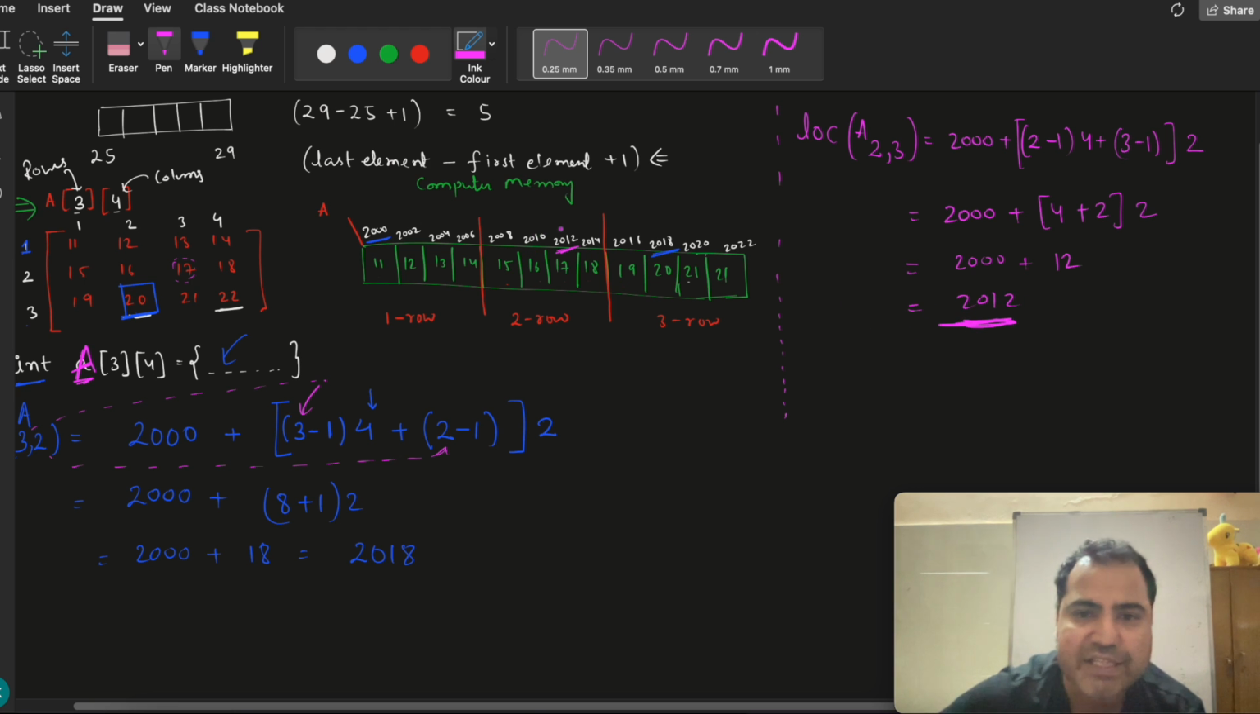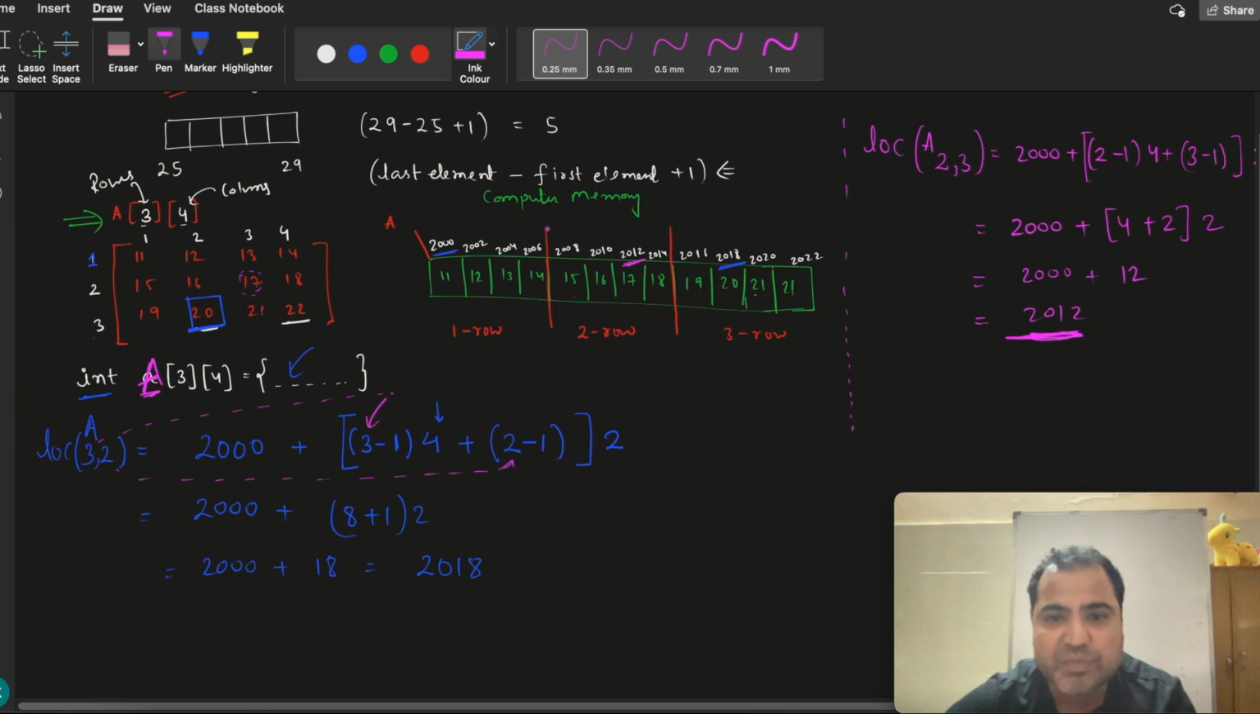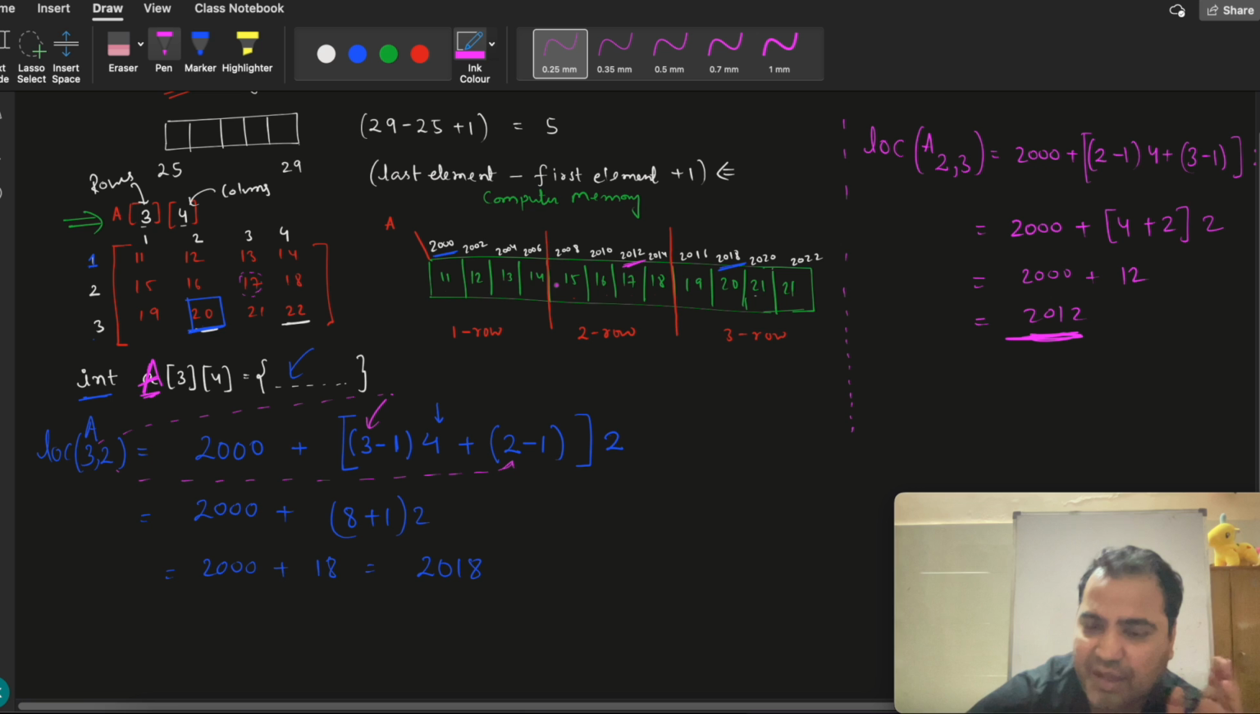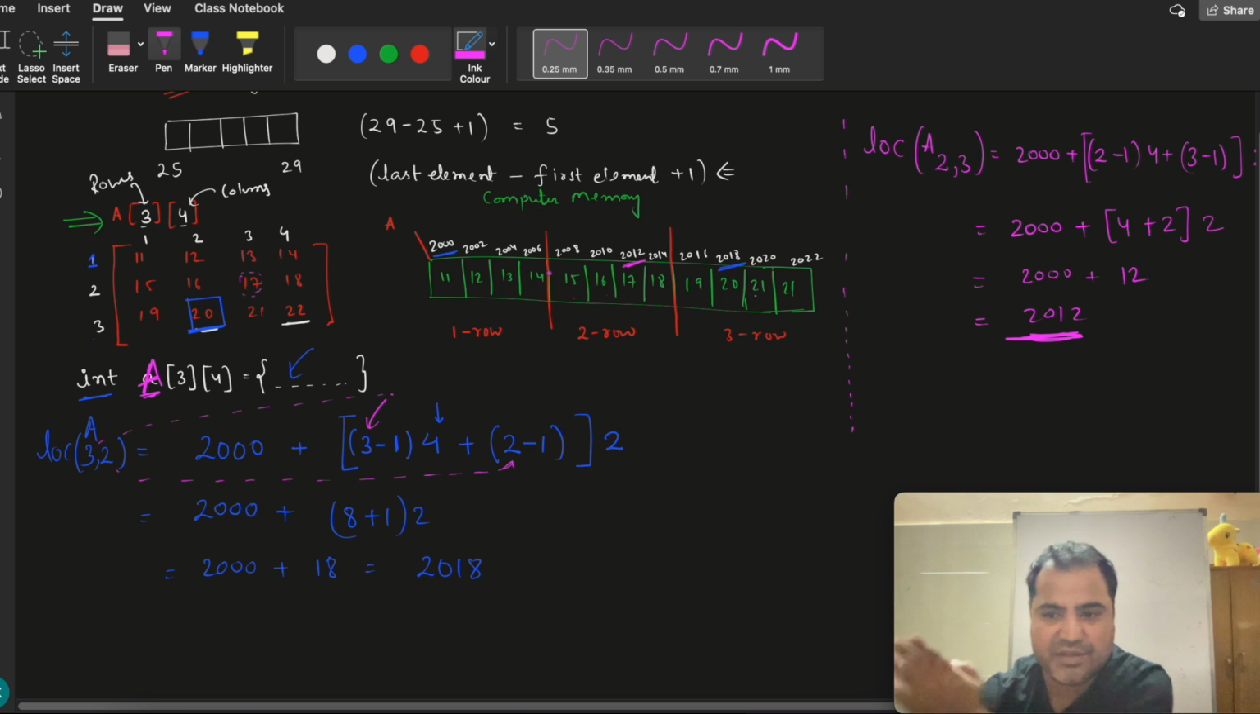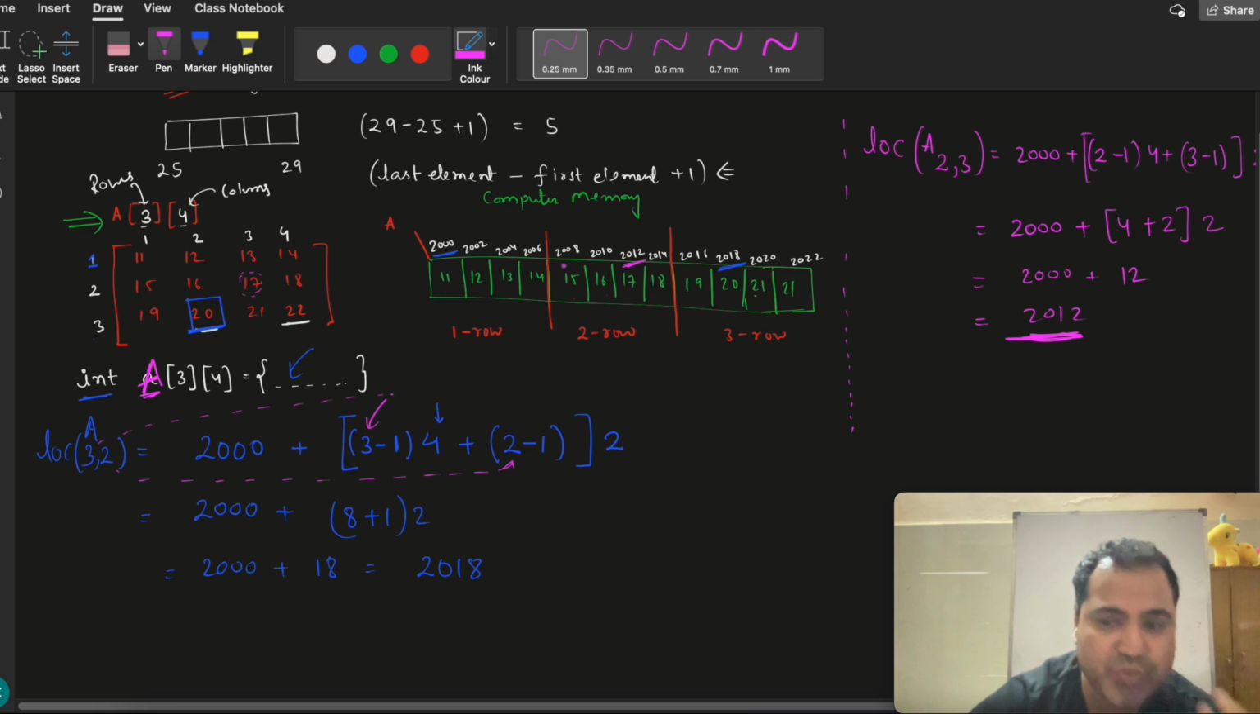This is the address. This is how it is saved in memory as a linear chunk of memory. We are treating it as a 2D array, but this is how the computer calculates the location. Why do we need the location? Then we will use star and go to the value at that place. So this is how a 2D array is placed.